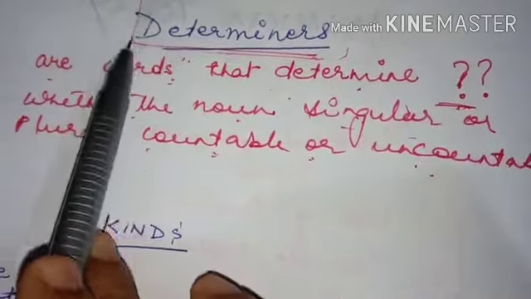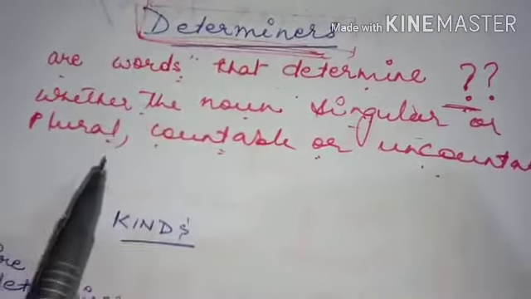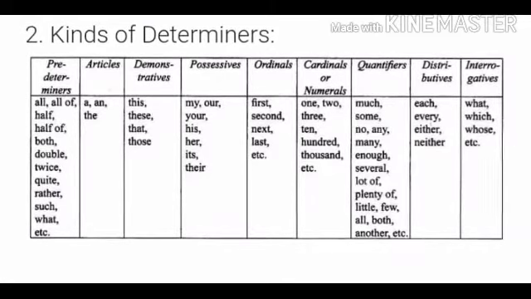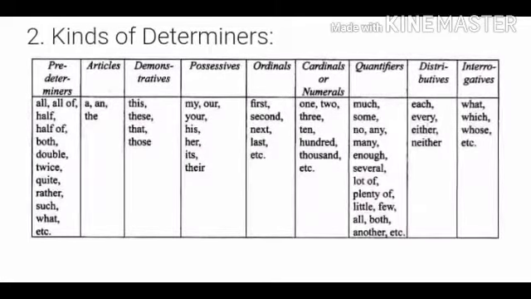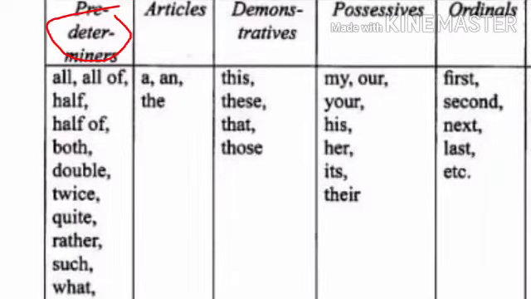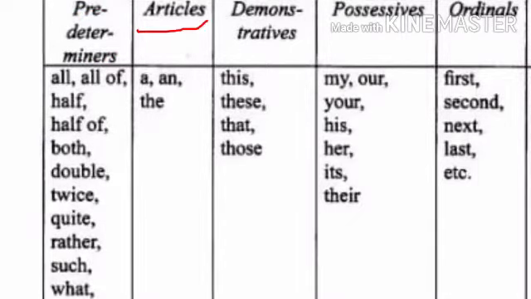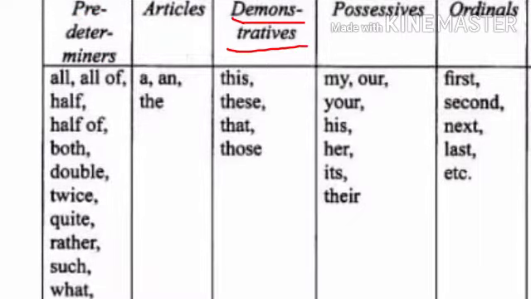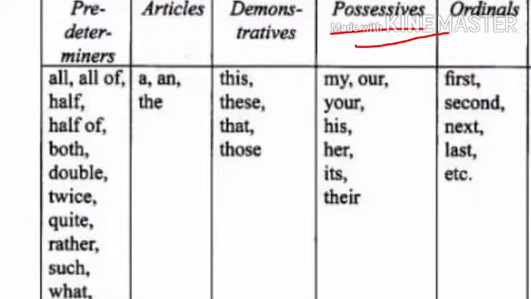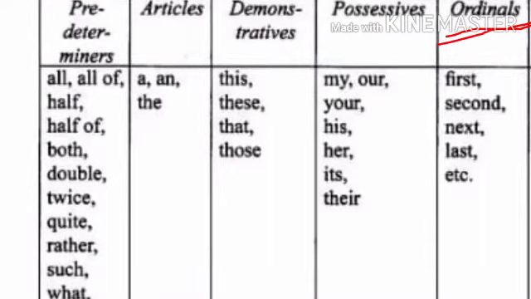Now let's understand and look if you can identify determiners, how they look like. There are different kinds of determiners. Now let's look at the various kinds of determiners to identify them. The first kind is the predeterminers, like all, of, half, and so on. Then you have articles a and the. Then demonstratives like these, that, those. Then possessive determiners like my, our, your, his, and so on. And ordinals like second, next, last, etc.